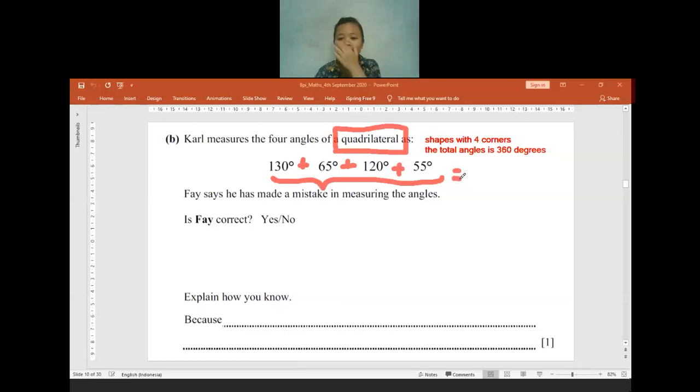Did you already try to plus them properly? Wait, are you talking about the four corners? No, I'm talking about the angles that Carl has already measured. Carl is a person. Carl measured the quadrilateral, and this is his measurement.